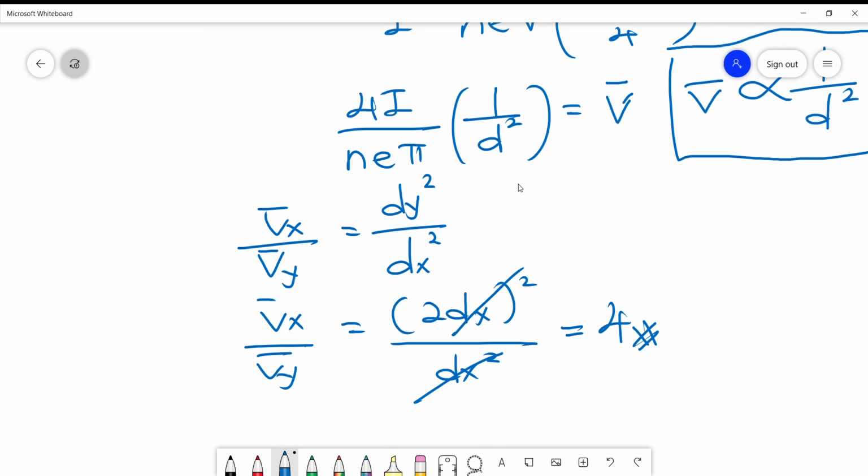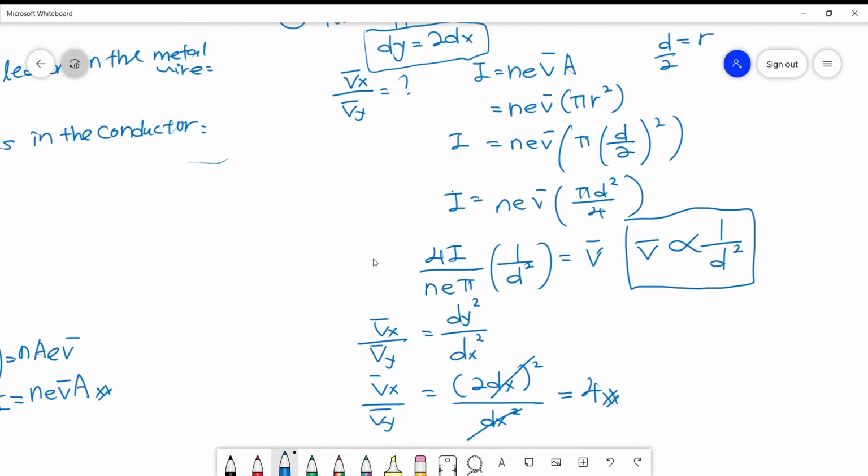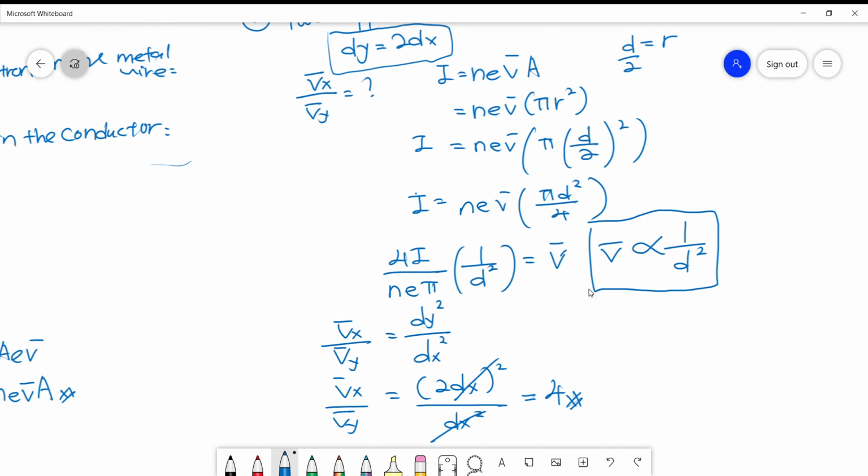So this is the example. We have done the drift velocity. Alright, so I think that's it.